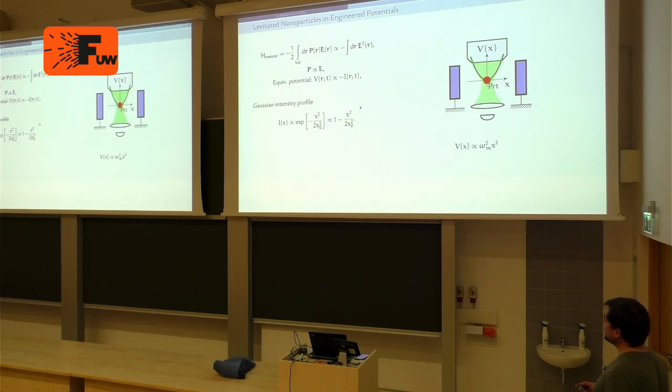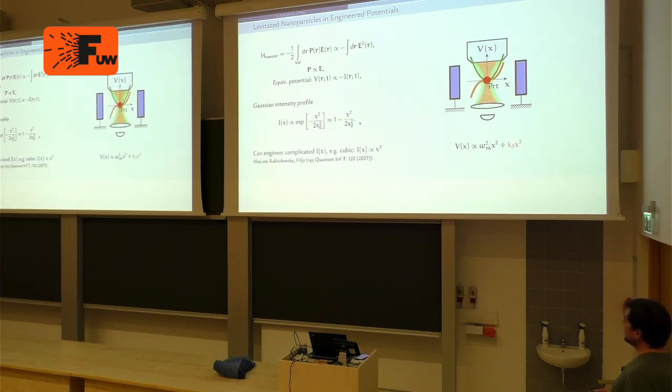And so if we trap the particle in a Gaussian intensity profile, then close to the center, or close to the focus of this Gaussian beam, we will have an effective potential of the mechanical motion which is very closely quadratic. So our nanoparticle becomes a mechanical oscillator with the frequency which is set by how tightly we can focus the laser beam. Okay, right.